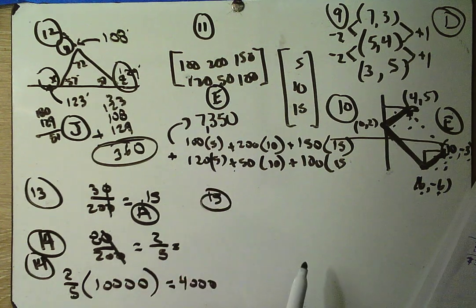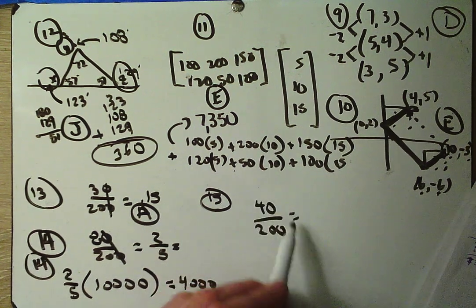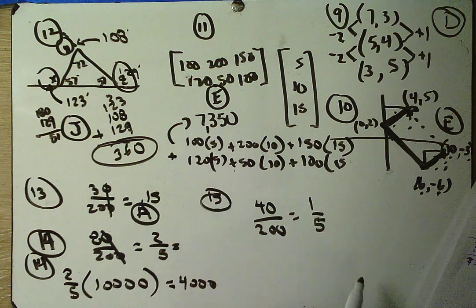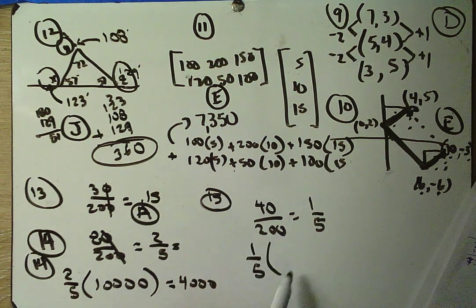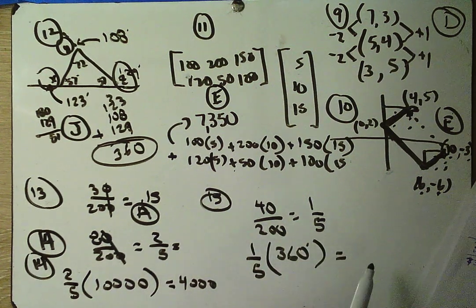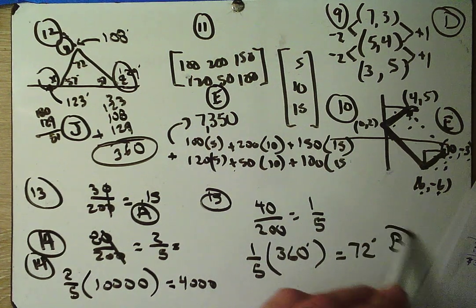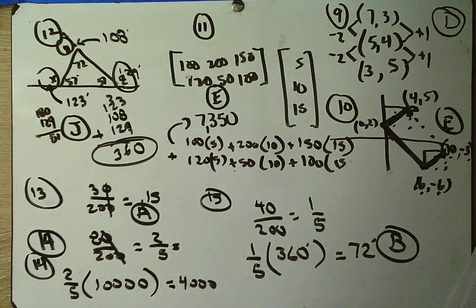15. If the information in the table were converted to a pie chart, the central angle of the sector for Gomez would be how many degrees? Well, Gomez had 40 out of 200. That's 1/5. So we would want 1/5 of the number of degrees in a circle, 1/5 of 360. And that turns out to be 72 degrees, and so B is my answer for number 15.